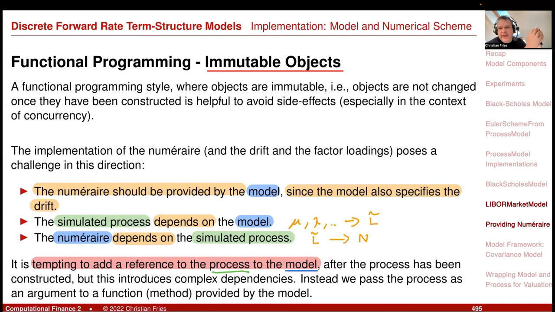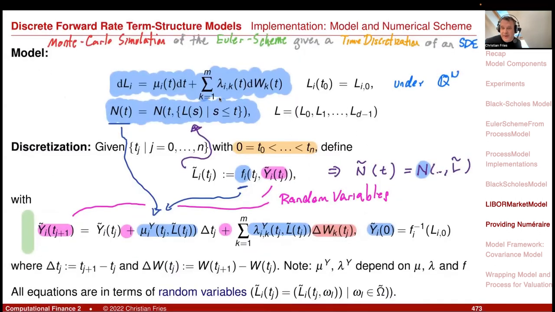And also, if you would like to reuse the model for different Euler schemes, for example, you have the same Black-Scholes model, but you use different time discretizations, different Brownian motions. Then you would like to use the same model in different discretizations. That would not be possible because now there is a reference in the model to the specific discretization to calculate the numeraire. I like to avoid this, and the way to avoid this is also obvious. It's already here on the slide. The process is an argument of the function that defines the numeraire. Yeah? So this is an argument.